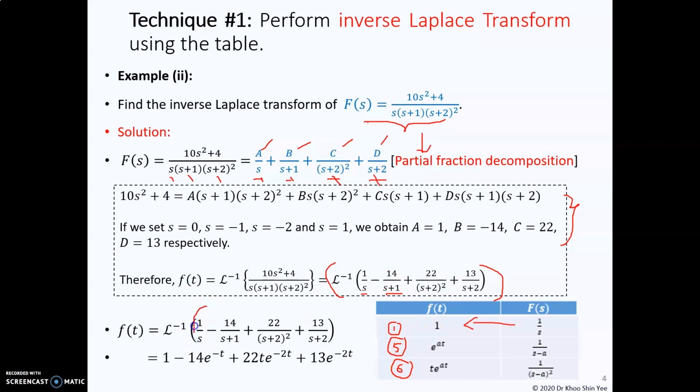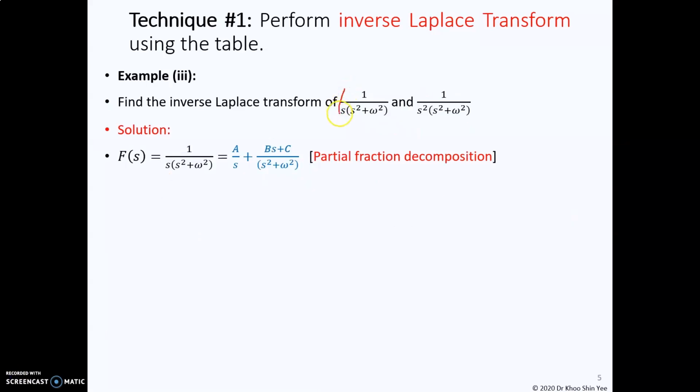So 1 over s, you can directly get the answer 1. When you compare s plus 1 with s minus a, you get a equal to negative 1. So substitute inside this, you get exponential negative t. So this is the answer. And s plus 2 here, your a will be equal to negative 2. So substitute inside, you get exponential negative 2t. Last one, s plus 2 compared to s minus a. So your a will be equal to negative 2. So substitute inside, you get t e to the negative 2t. So this is the answer.